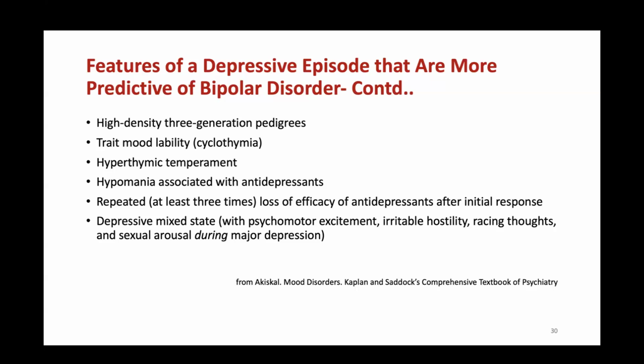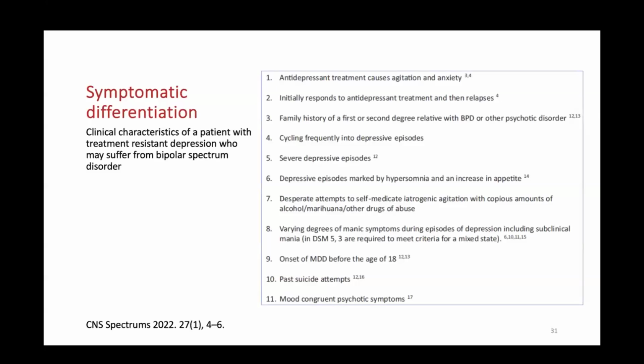I always think of a mood stabilizer after 2 losses of efficacy. Depressive mixed states with psychomotor excitement, irritability. There is irritable depression, racing thoughts when somebody has depressed mood, and sexual arousal during major depression. Think of bipolarity. This is the Bech scale. This is wonderfully described: symptomatic differentiation.